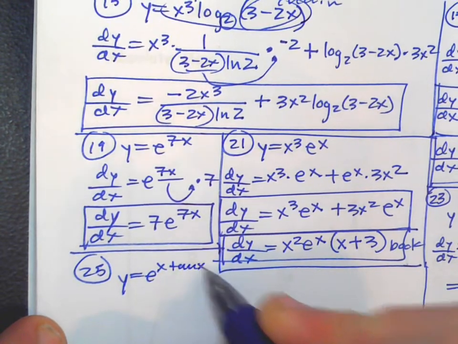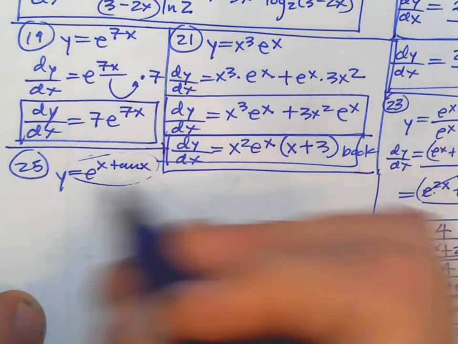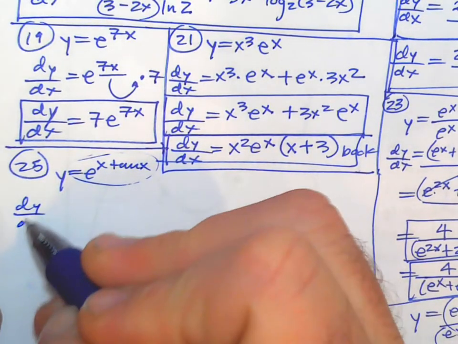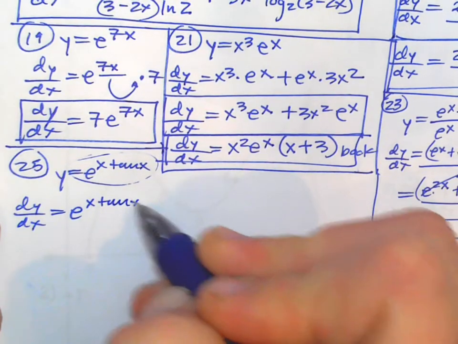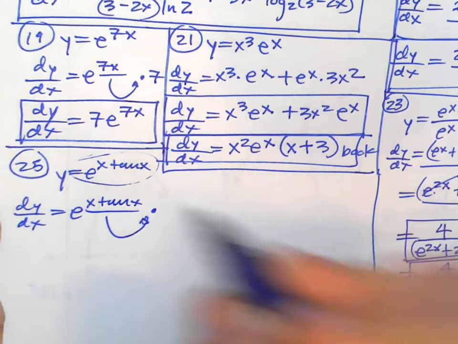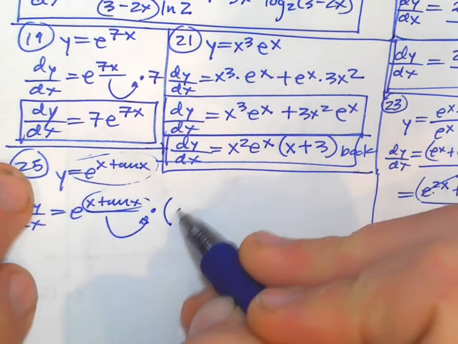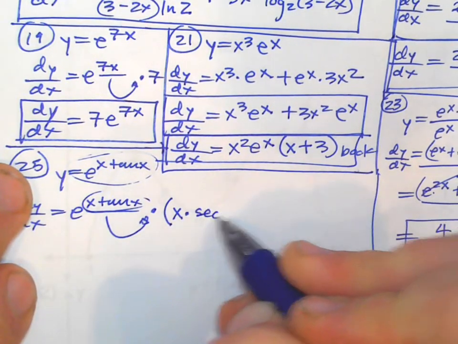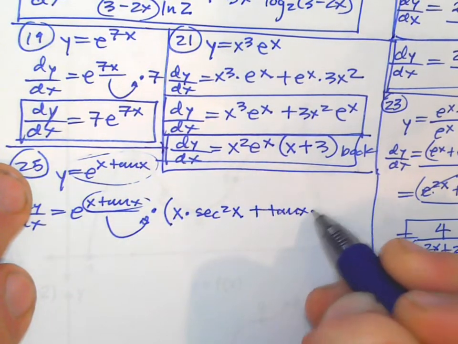Ooh, this looks interesting. So you definitely have a chain rule. The first thing is dy dx, the derivative of e to anything is itself. And then the chain rule says you have to multiply by the derivative of what's inside. But in here, it's going to be a product, so you better put parentheses. It's going to be x times the derivative of tangent, which is secant squared, plus tangent x times the derivative of x, which is 1.